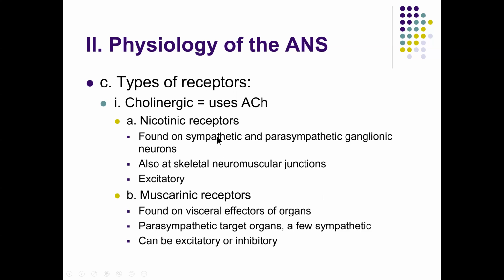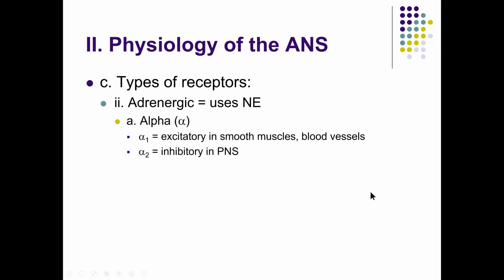Muscarinic receptors. So we had nicotinic, now we have muscarinic receptors, found on visceral effector organs, parasympathetic target organs, and a few sympathetic, and they can be excitatory or inhibitory. So primarily it's parasympathetic, but there are some sympathetic organs, okay?